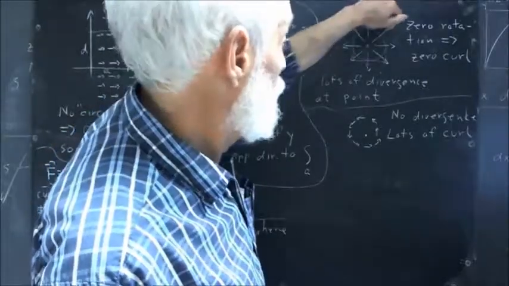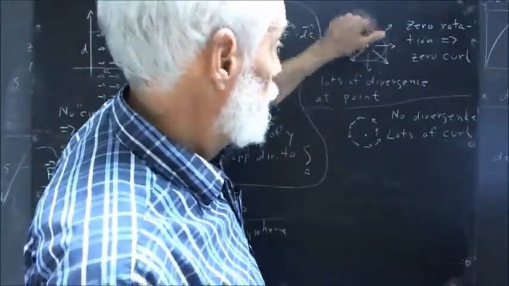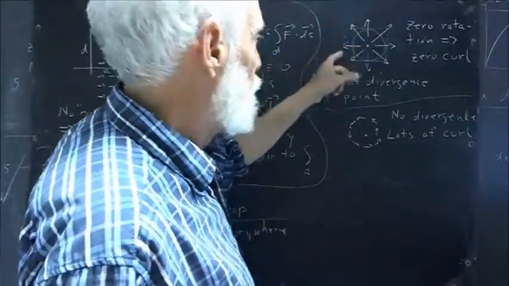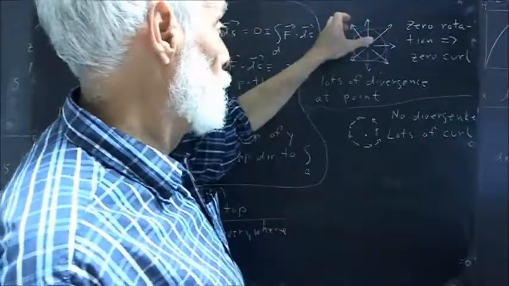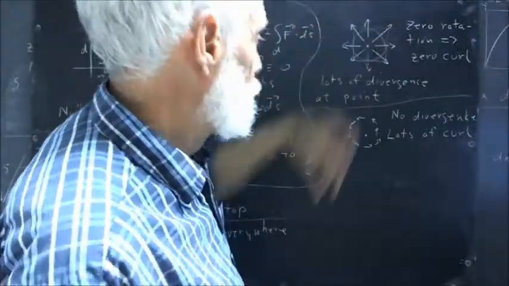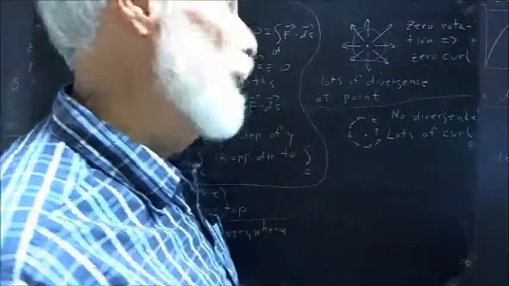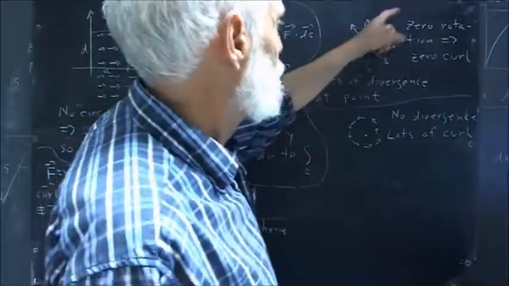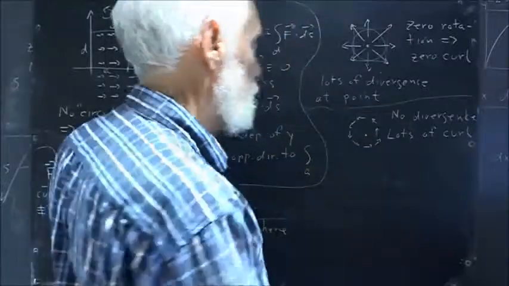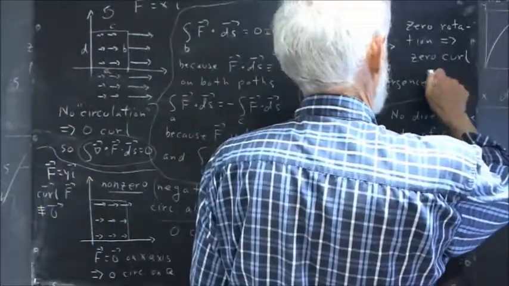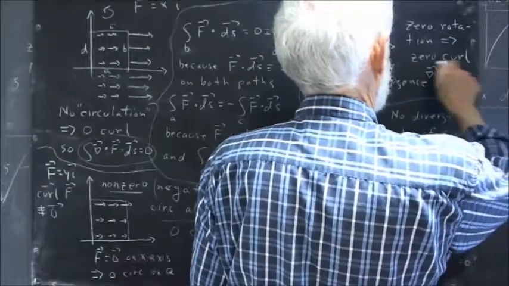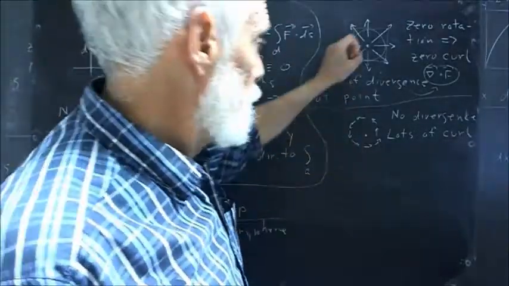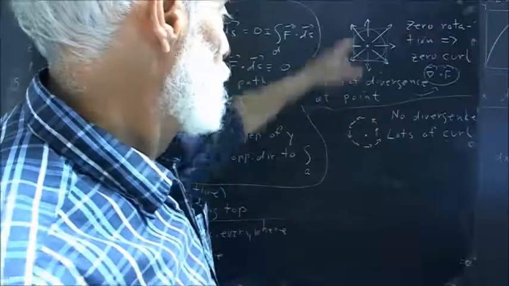Also, if this is a planet, you have an inward field, okay? And that gives zero rotation, which means that if you have a satellite in circular orbit, there's no tendency to mess with that orbit. There's no tendency to rotate that orbit, no tendency to slow or speed up the satellite. Okay? Now, I'll say there's lots of divergence at this point. The field diverges from this point. Now, I'm not going to talk about divergence, except that it's del dot F. That's what the divergence is, and it's just a measure of how the field diverges within a region or from a point.